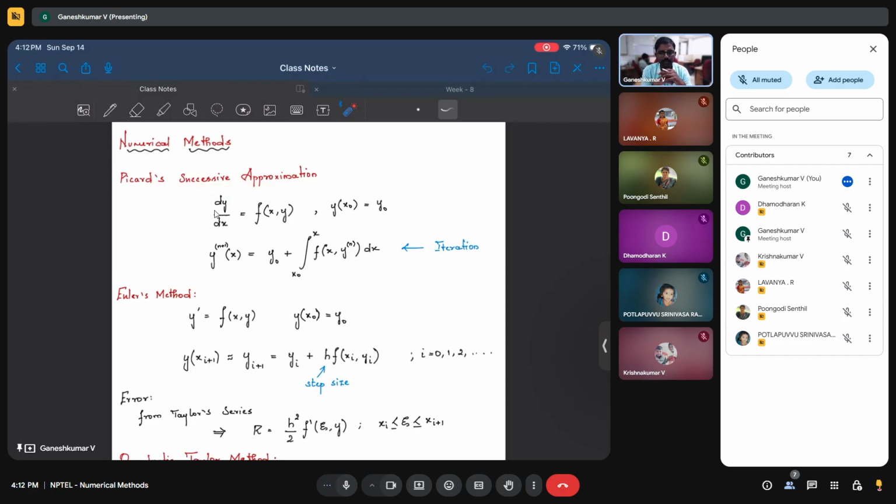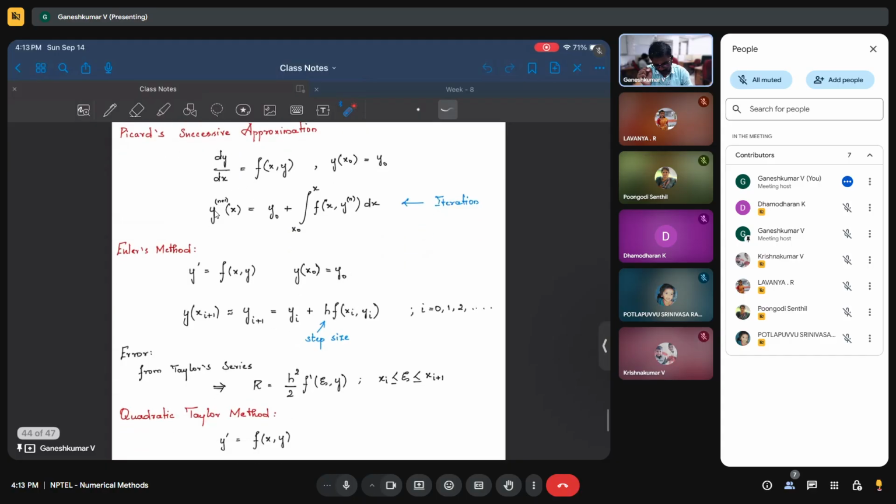So this is not purely numerical, it is semi-analytical, because you will keep evaluating this function and you have to integrate this function analytically. So that's why it's a semi-analytical method. Okay, and also you analytically integrate the function, and you numerically do this iteration. That's why it's semi-analytical.